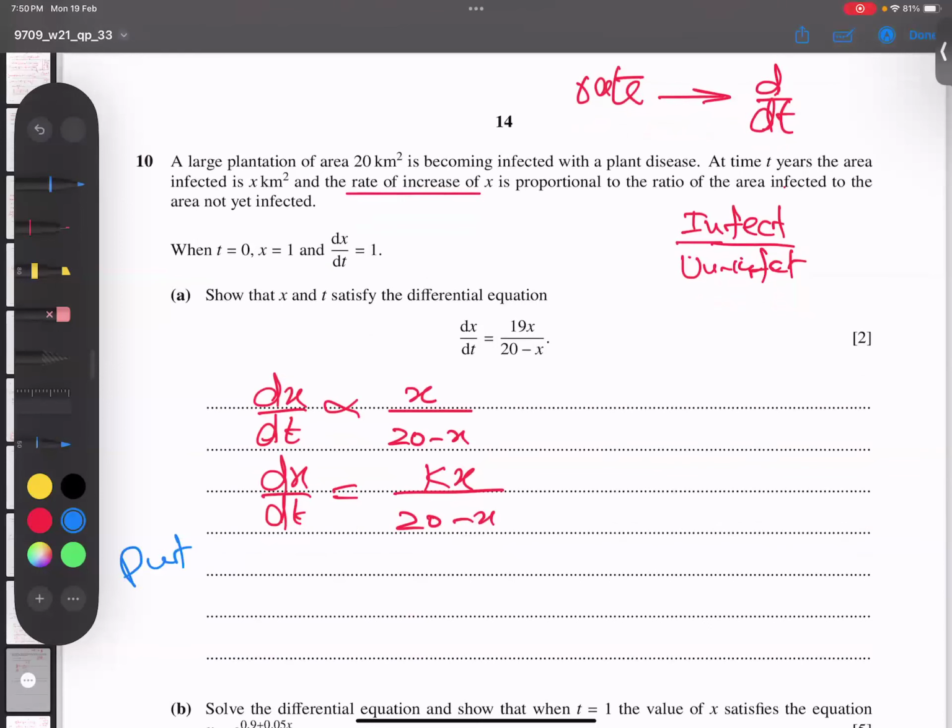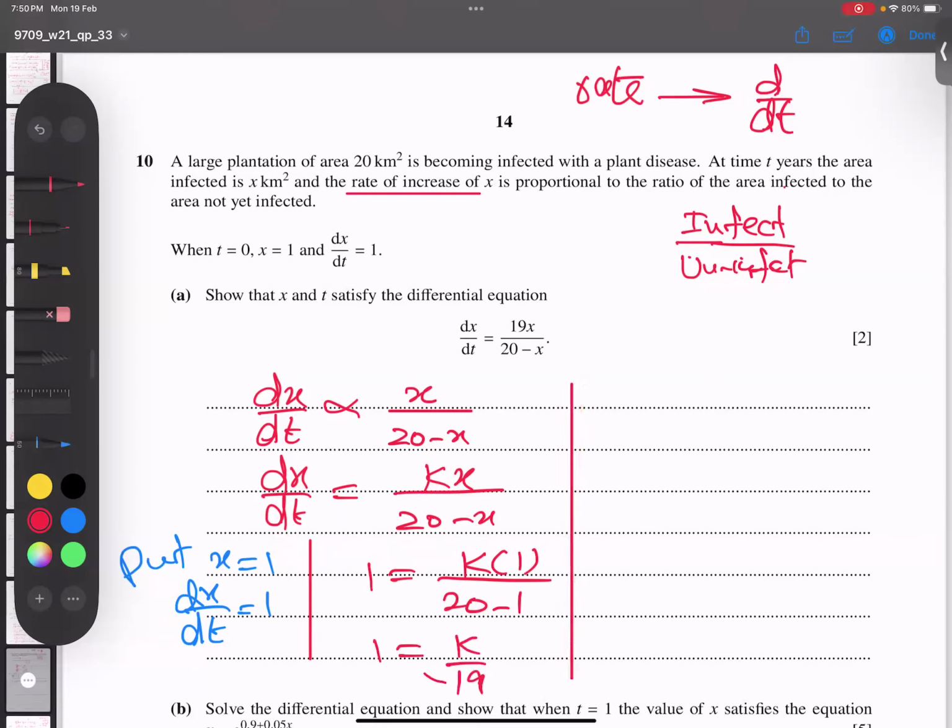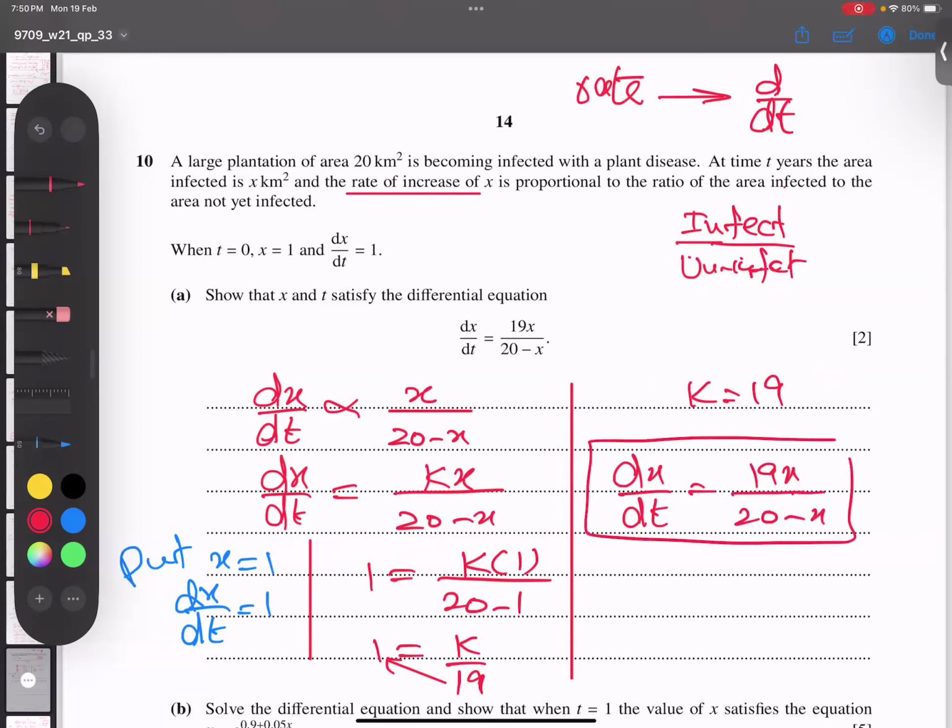Now I'm going to put in some data. What is the data? I'm going to put x equal to 1, which comes from the question, and dx over dt equal to 1, which also comes from the question. Plug in: this 1 goes here, and this x becomes 1, so I get k times 1 over 20 minus 1, which is k over 19. Finally I multiply by 19 and the k value comes to 19. Plug this value back into the equation. Alhamdulillah rabbil alameen, I think you got the idea, but I will add one thing here: proved. So the target is proved.